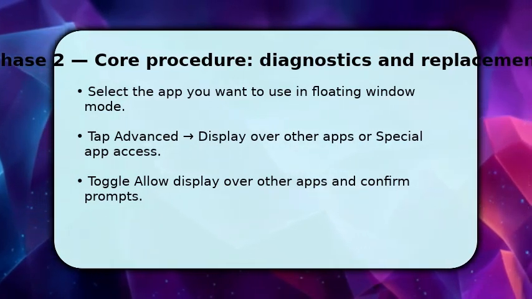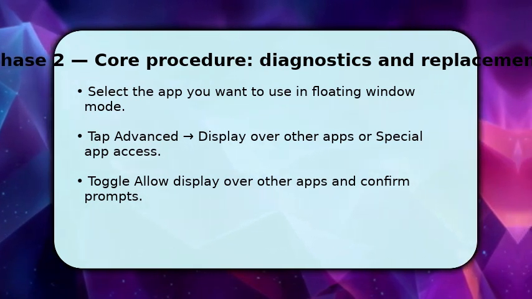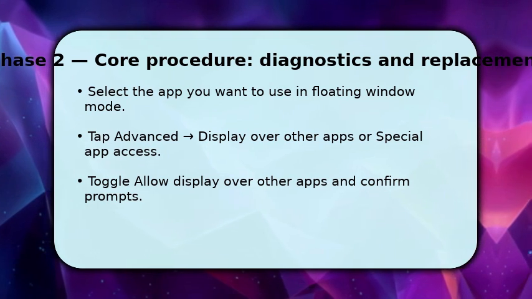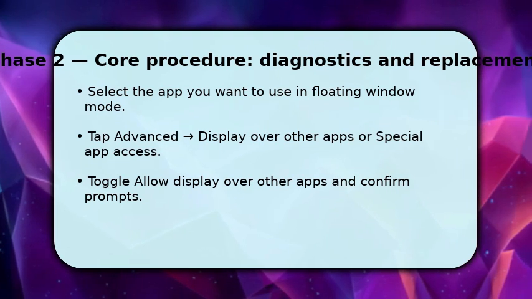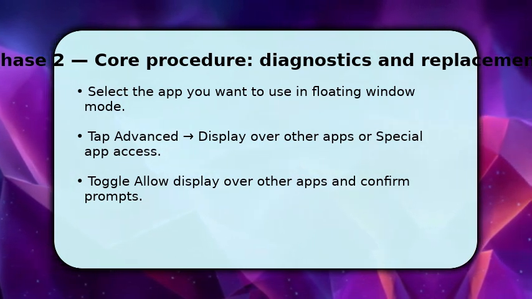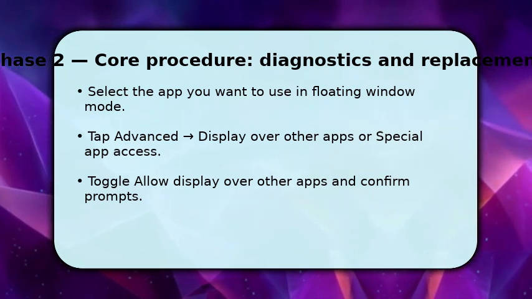go to the app list and tap its name. Once inside, tap Advanced, then find Display over other apps or Special App Access. Android groups it there. Toggle Allow Display over other apps on and accept any confirmation dialogues. This grants the app overlay privileges so it can draw above other screens.